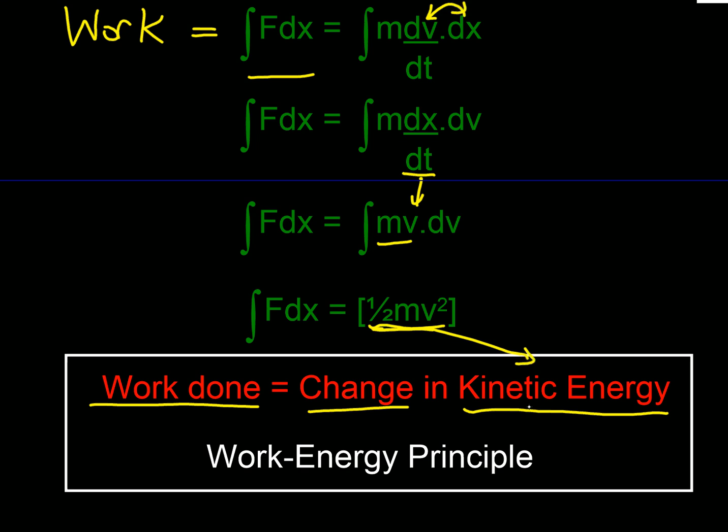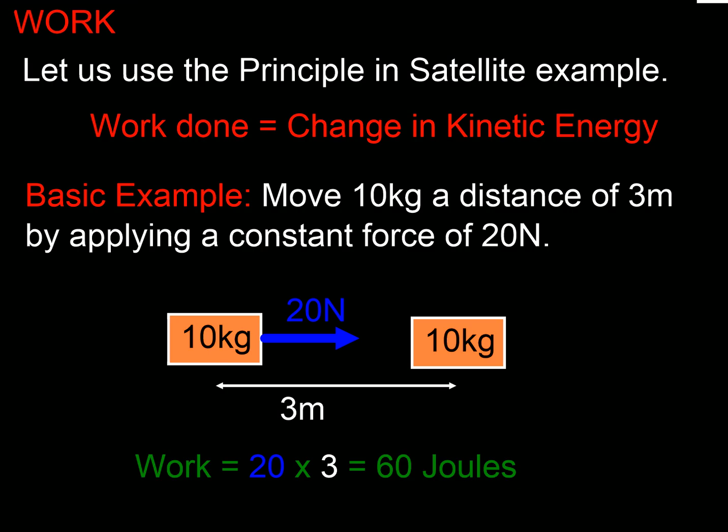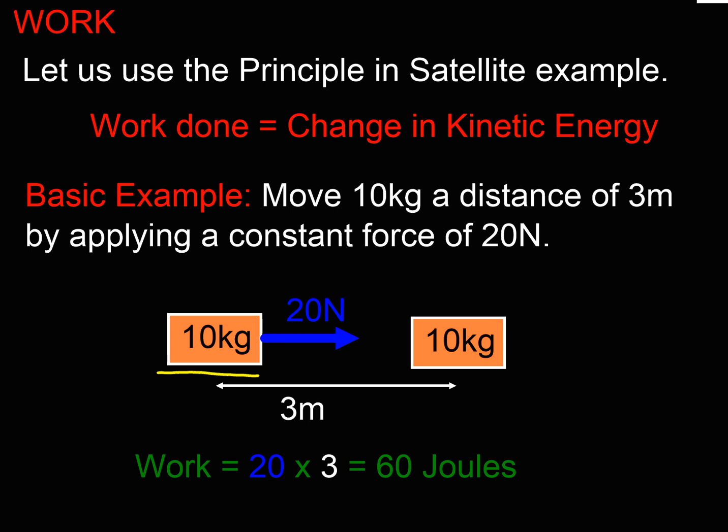So there we go. How can we use that then? Let's have a look at a couple of examples that we used earlier. Here's the one where we're moving a 10 kilogram mass. I apply a 20 Newton force to it, and I let that force apply to it for 3 meters. Therefore the work done is force times distance, 20 times 3 is 60 joules, yeah? So we now know the work done, and that's going to be the change in kinetic energy.